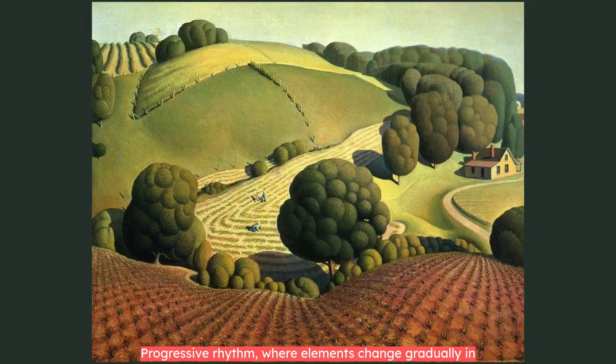Progressive rhythm, where elements change gradually in size or color, like in Wood's Young Corn. The rolling hills and repeating rows of crops build a progressive rhythm, making the landscape feel alive and expansive.